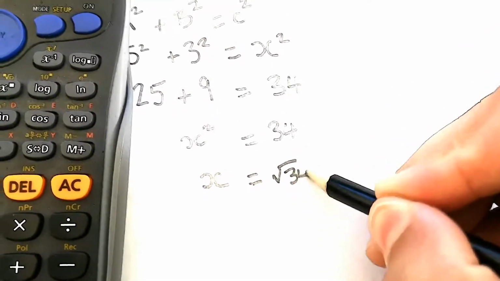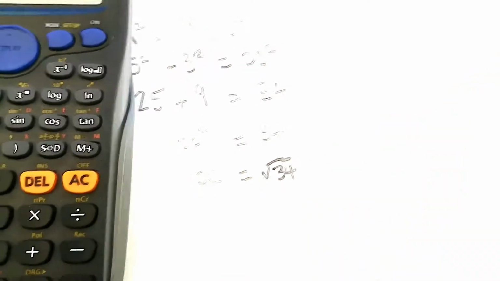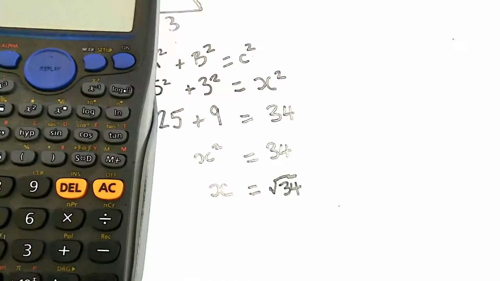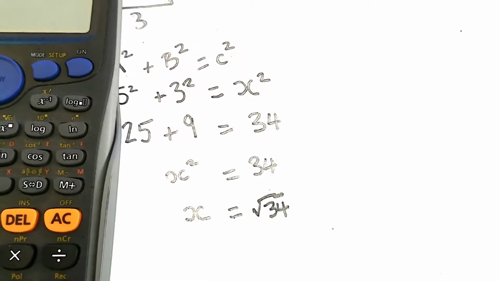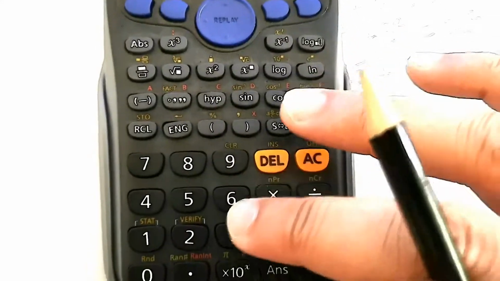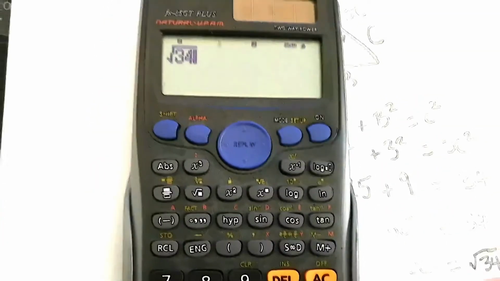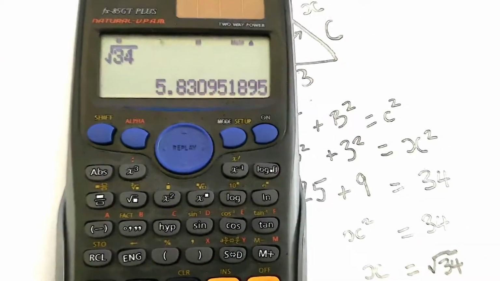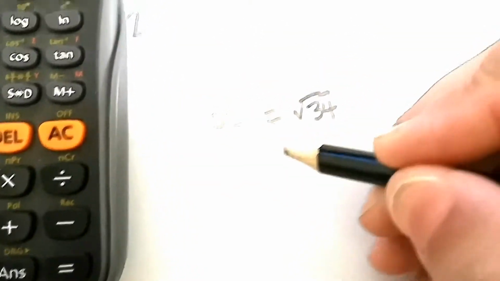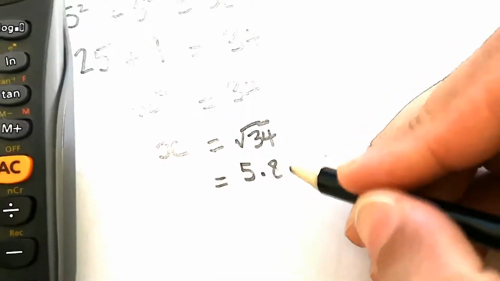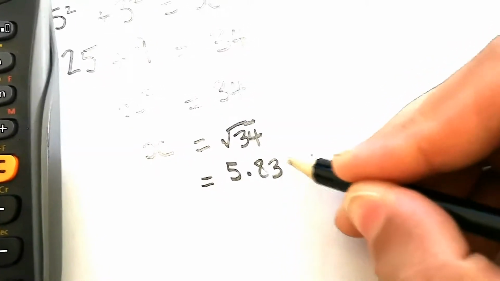because there is no integer, or there's no whole number, that is the square root of 34. Or you can just type in your calculator root 34 and then you'll see it's 5.83. So it equals 5.83, or 5.8. I'll do it to 2 decimal places.